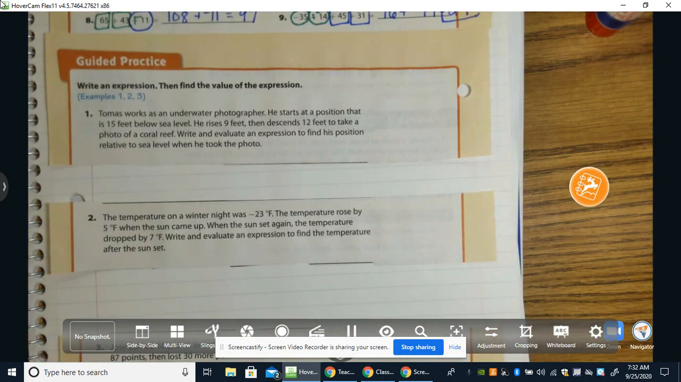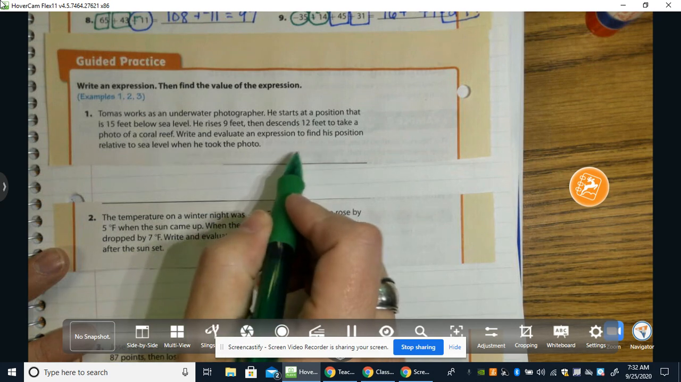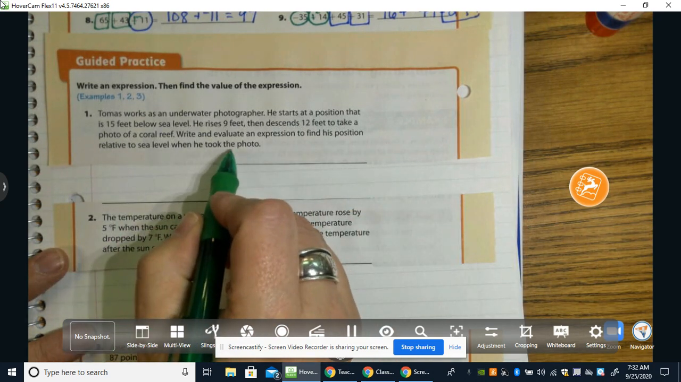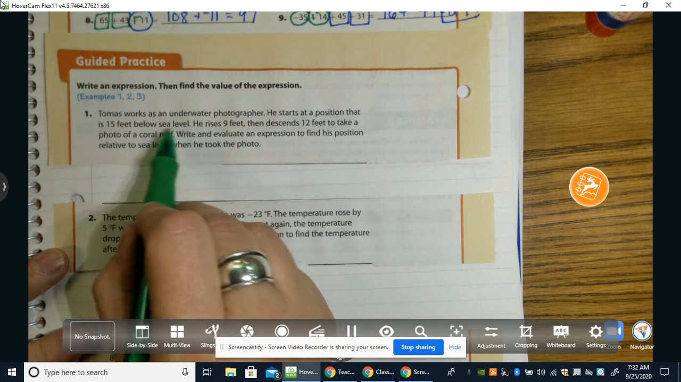All right, number 1. Thomas works as an underwater photographer. He starts at the position that's 15 feet below sea level. He rises 9 feet, then descends 12 feet, and then takes a photo of the coral reef. Write the expression to find the elevation relative to sea level of the position where he took the picture. Okay, so we have some important terms here. We've got to figure out what position he's at when he takes the photo.